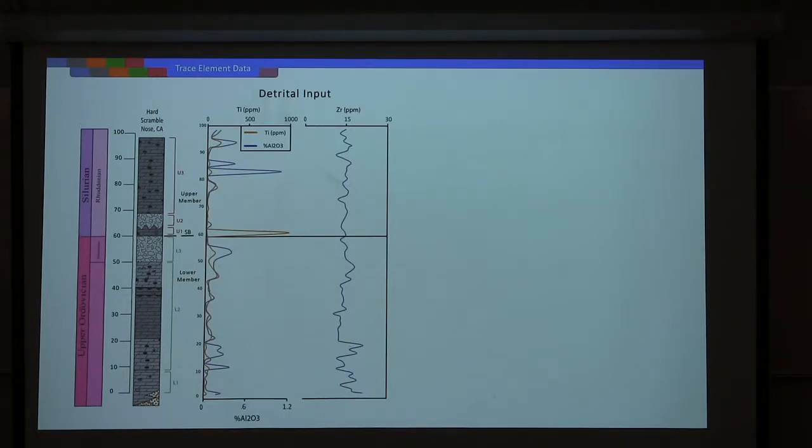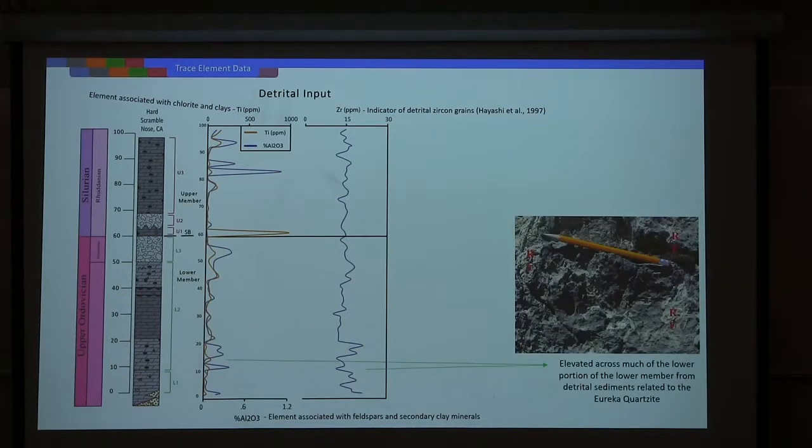The next trace element data we looked at was detrital input. First, we looked at titanium, which is the element associated with chlorite and other clays. We also looked at zirconium, which is the element associated with detrital zircon grains. And lastly, we looked at aluminum oxide, which is associated with feldspars and other secondary clay minerals. Essentially, what we're seeing here are elevated values across much of the lower member for aluminum oxide and zircon. This is because we probably have increased detrital input during some of the shallower water depositional environments, along with the inclusion of these mud rip-up clasts of the Eureka Quartzite, which serve as detrital input.